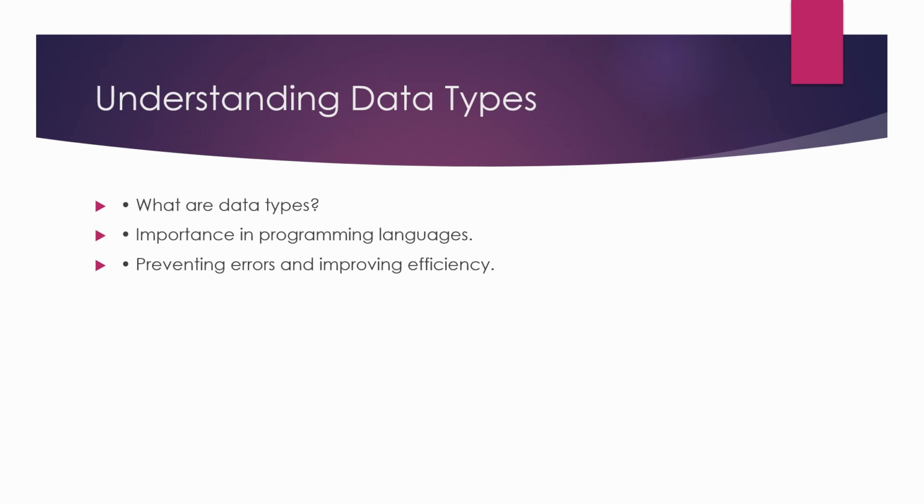In this session, we start by understanding what data types are and their significance. Data types determine the kind of data a variable can hold and are fundamental to how programs handle and store information. They play a crucial role in preventing errors and improving program efficiency.